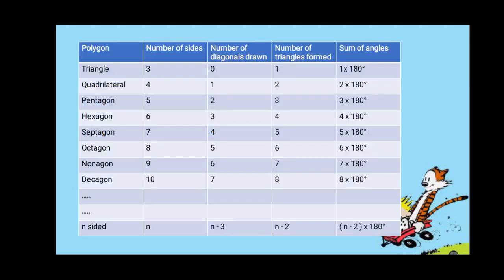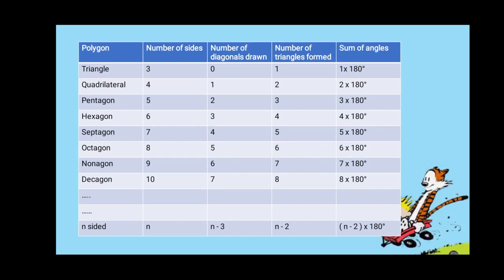Now take a look at this table. We have polygons, its number of sides, number of diagonals, number of triangles, and sum of angles given. In the case of a triangle, it has 3 sides, it has no diagonals. One triangle is formed and the sum of angles is 1 into 180 degree. Look at the case of a hexagon. It has 6 sides and the number of diagonals drawn are 3 and the number of triangles formed is 4 and the sum of angles is 4 into 180 degree.